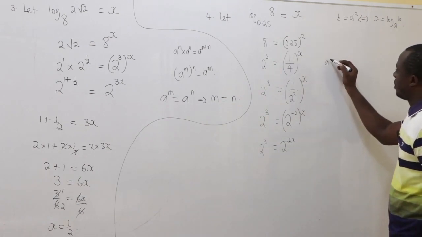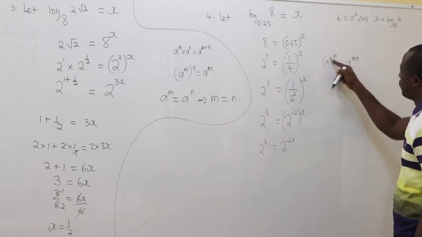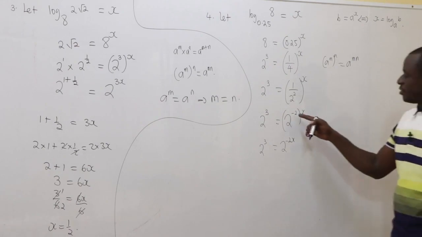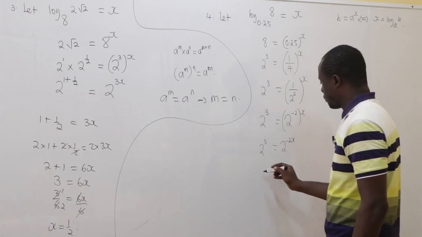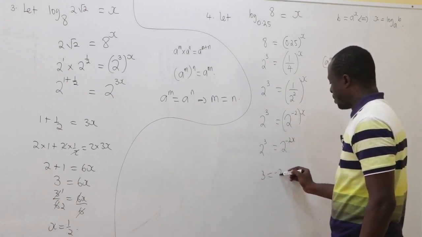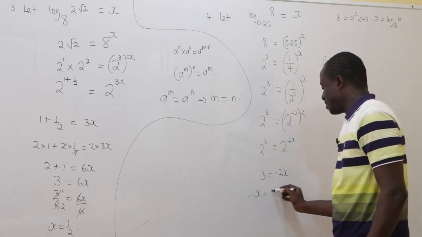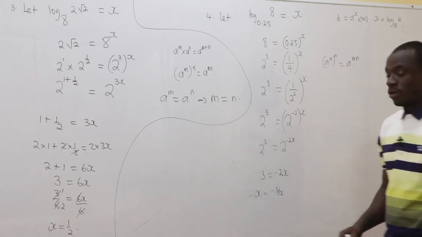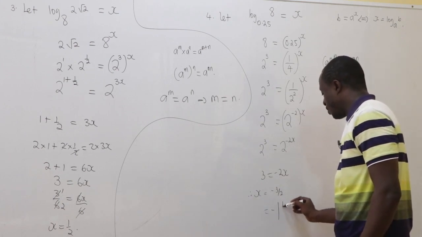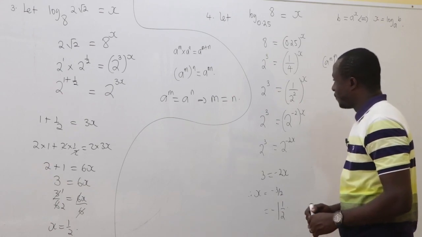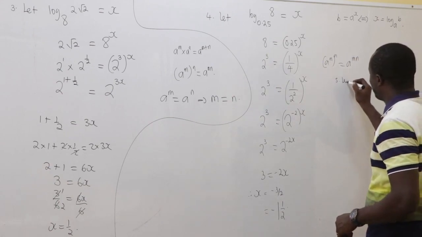Why? If you have a to the power m all to the power n, this is a to the power mn, you multiply the m and then the n, so you multiply negative 2 times x, we have that. Now the bases are the same. What do we do? We equate the exponents. We have 3 equal to negative 2x, hence x is negative 3 all over 2, and this is just negative 1 whole number 1 all over 2. Very easy, very trivial. Let's consider the fifth one.